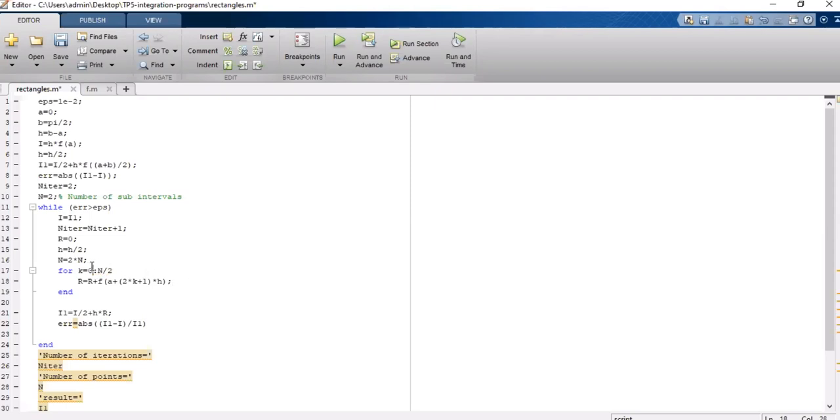So it's 1 till n over 2, right? k, 2k plus 1h, right? I think I used a different formula before. Okay, so I1 is equal to I over 2 plus h multiplied by r, and the error is the absolute value of I1 minus I. Okay, and now let's run this program and see what happens.